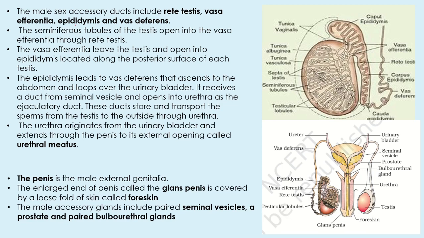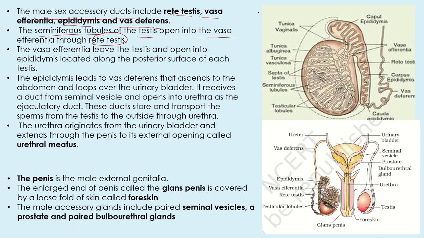Now we will be seeing what the male accessory ducts and male accessory glands are. The male accessory ducts include rete testis, vasa efferentia, epididymis, and vas deferens. Let's not get confused about all these ducts. We will be going slowly to understand better. The seminiferous tubules of the testis open into the vasa efferentia through the rete testis. Let's not get confused. It's extremely easy. You just have to understand.